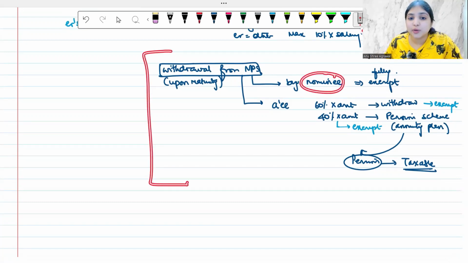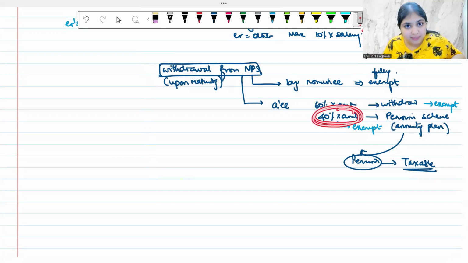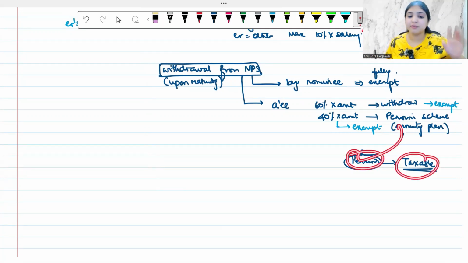If the nominee is going to withdraw money from NPS, then it's going to be fully exempt. If the assessee himself is going to withdraw from NPS, only 60% of the money he should withdraw, and he will enjoy exemption. The balance 40%, if he withdraws, will become taxable. If he wants the exemption on this 40% also, he has to reinvest it into an annuity plan and get pension from this annuity plan, which is going to be taxable.